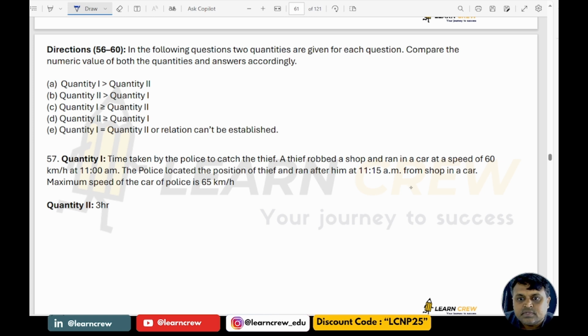Please see here, the relative speed. Both are traveling in the same direction. Time is equal to relative distance by relative speed. Relative speed is the difference, 65 minus 60. So it takes 3 hours. Yes or no? The time taken by the police to catch the thief is 3 hours. The relative distance is 15 and 65 minus 60 is 5. So the answer is option E here. This is 3 hours.